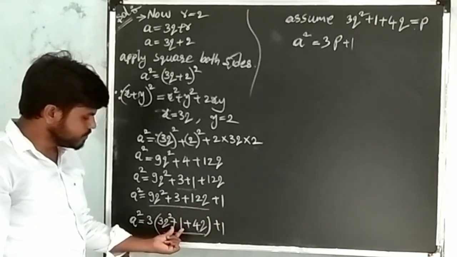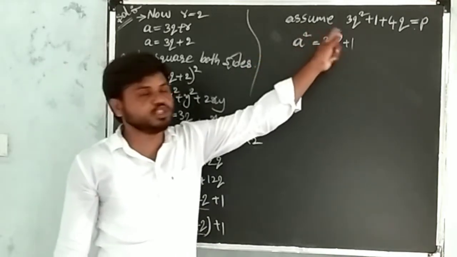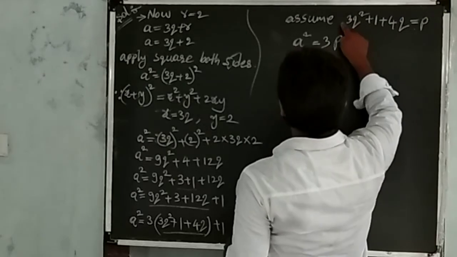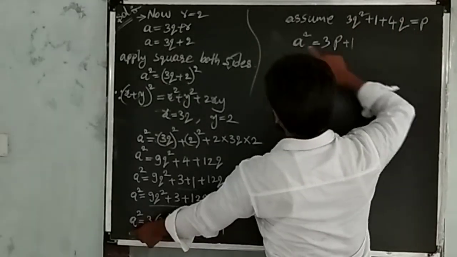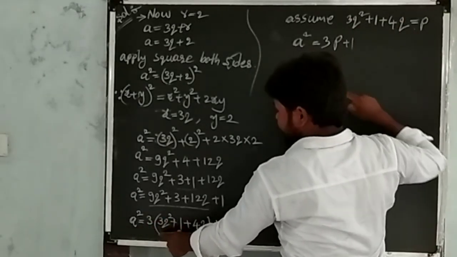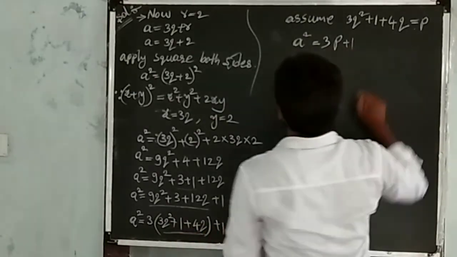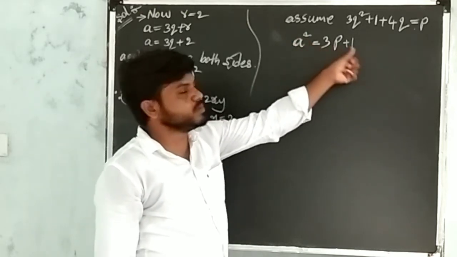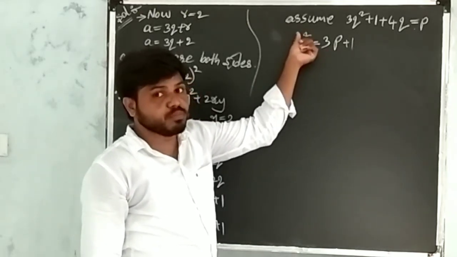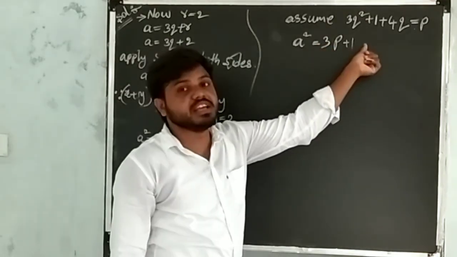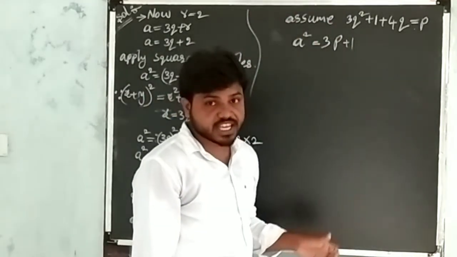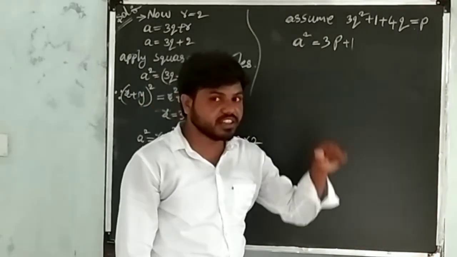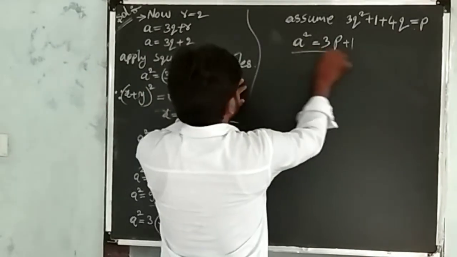Assume this 3q square plus 1 plus 4q as p. Now, instead of this value, write p value. a square as it is equal to 3, this value is what here? p, plus 1. See, a is what here? Positive integer. a square we got in 3p plus 1 form. Square of any positive integer we got in 3p plus 1 form. From this we can say square of any positive integer is of the form 3p or 3p plus 1. I am writing that only.